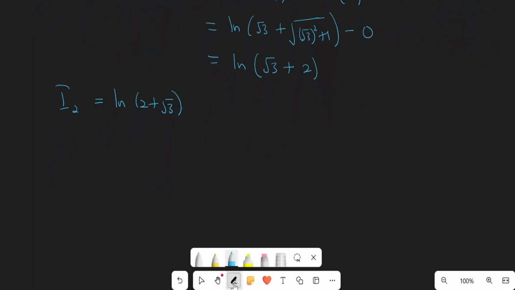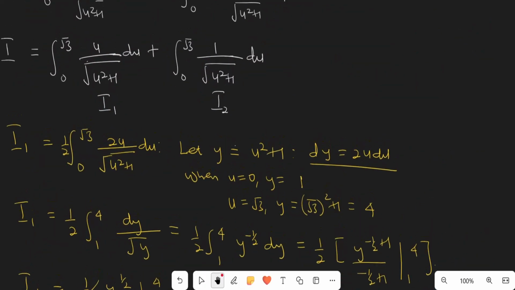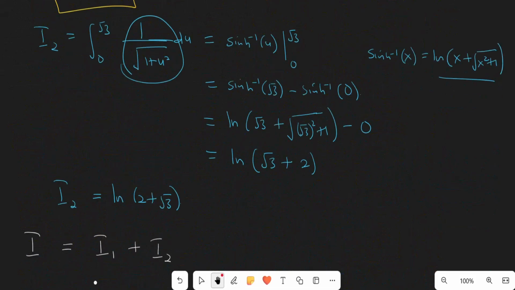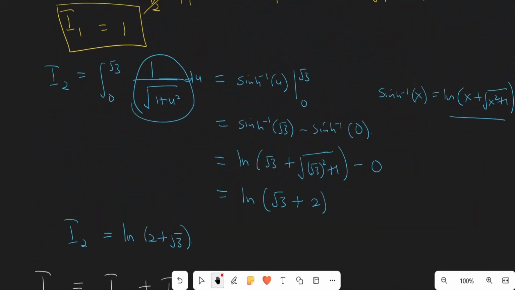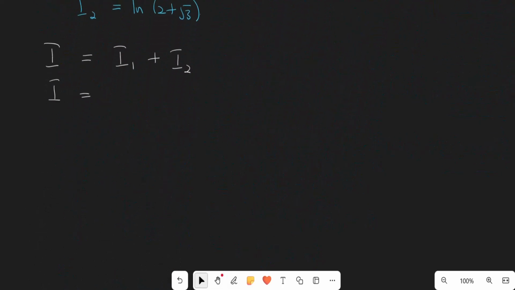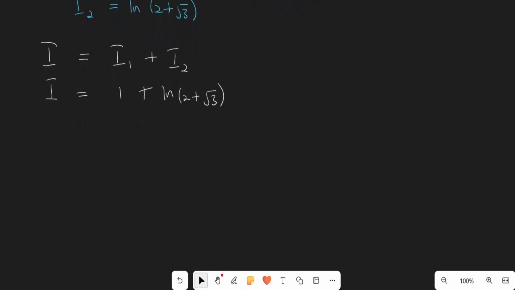So that is I2. So we can now wrap up our integral. Our integral I is I1 plus I2. That is from here. I1 evaluates to 1. That is the value for I1. So that is 1 plus I2. I2 is the ln of 2 plus the square root of 3. So this one is the value of our integral.